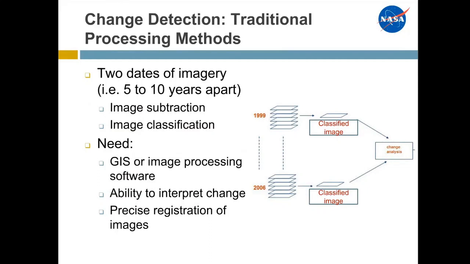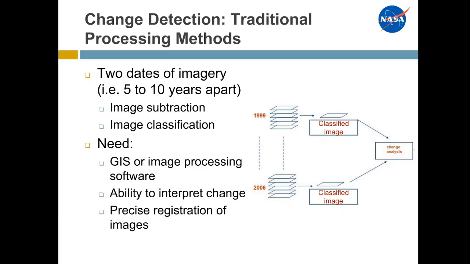These traditional methods use the change in the pixel values to document change. The image subtraction method works by simply taking a single band from 2 different dates of imagery and subtracting one from the other, which results in a change image. The change image consists of positive and negative values where change has occurred and 0 values where no change has occurred.